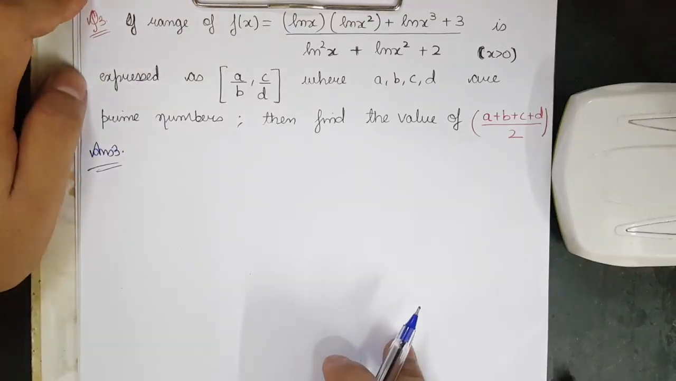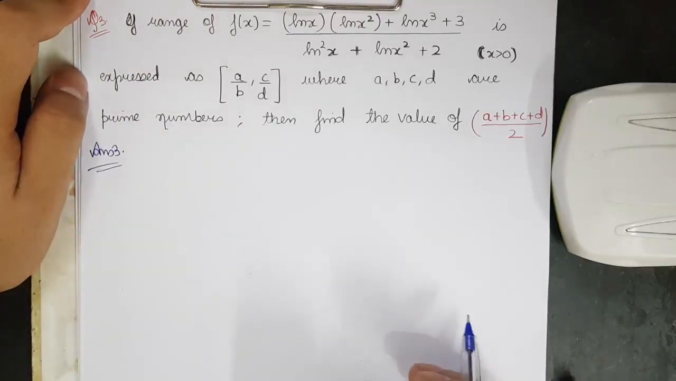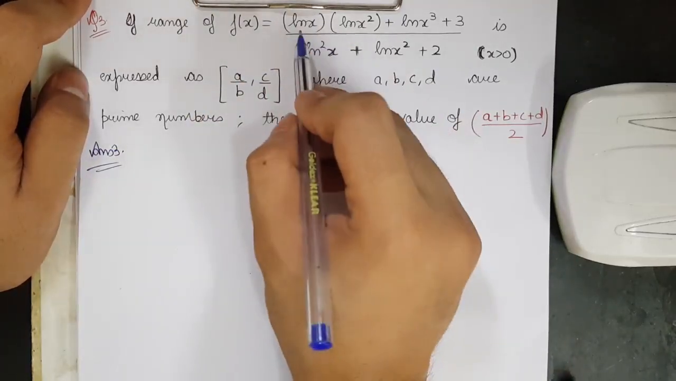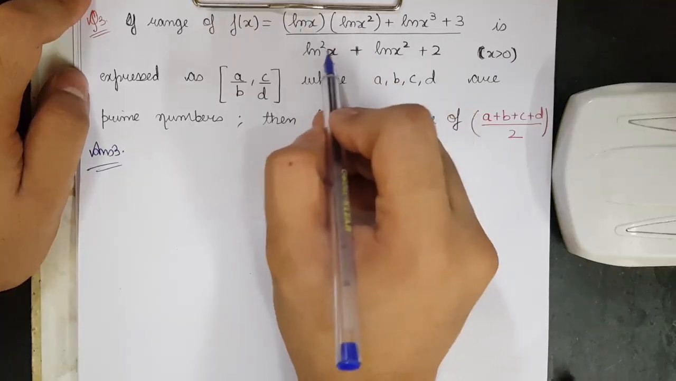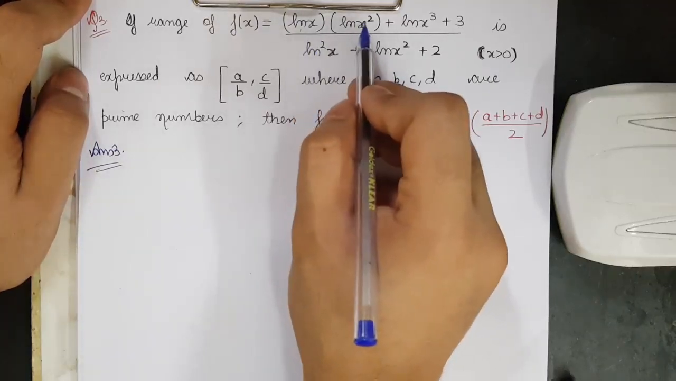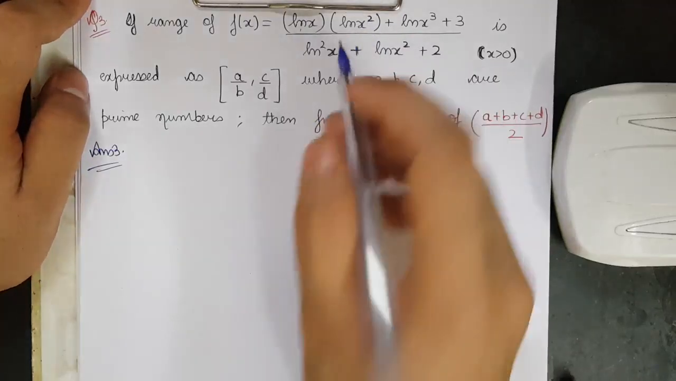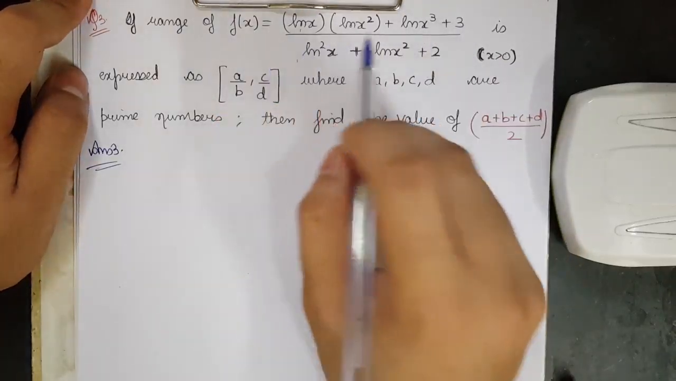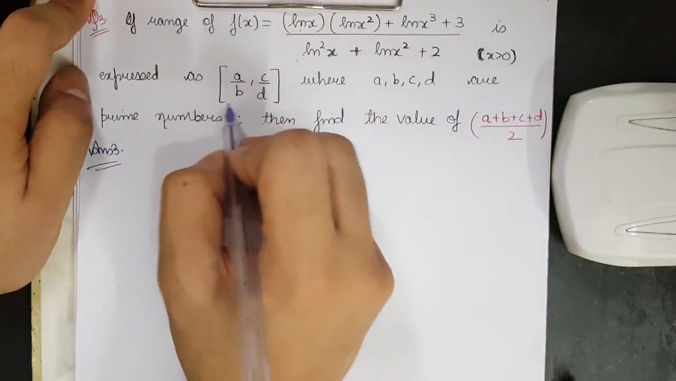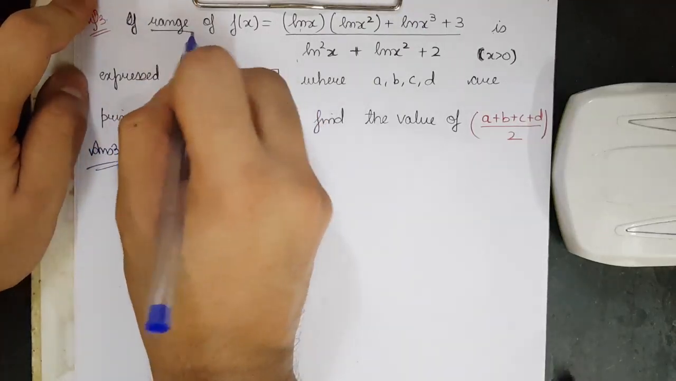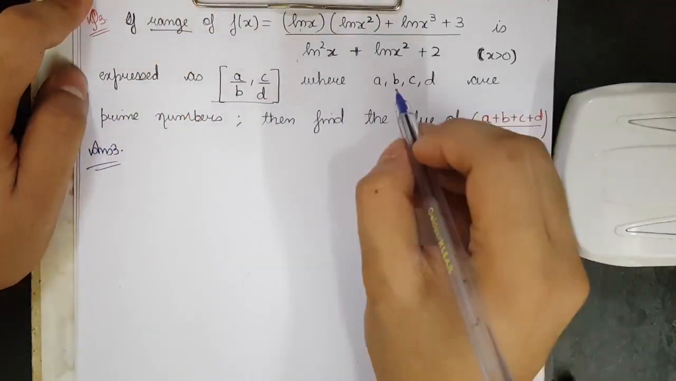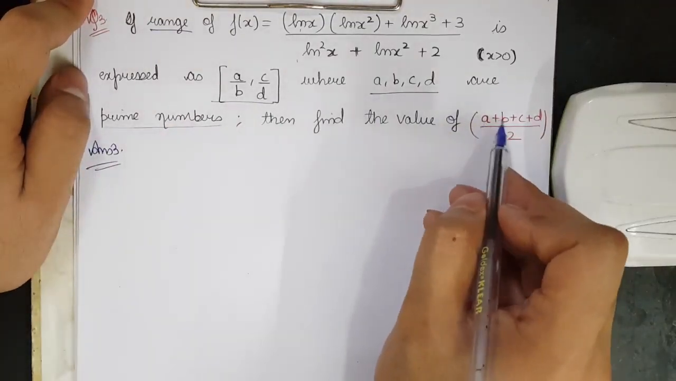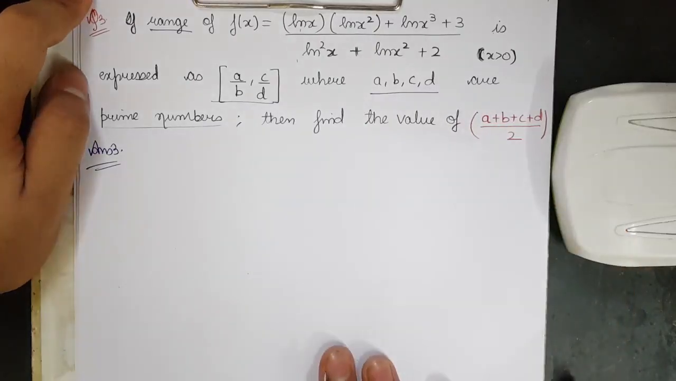Now the third question is a very great question. Once again, we have been given that the range of f of x, the function, is this. We need to find the range. First of all, the function is ln x into ln x square. Learn the difference between ln x whole square and ln of x square. That is why I've taken this question specially. You should know the difference. And plus ln x cube plus 3 upon these things is expressed as a by b comma c by d. So this is the range of the function that is given to us, where a, b, c, d are prime numbers. Then we need to find the value of a plus b plus c plus d by 2. It is an integer type question.